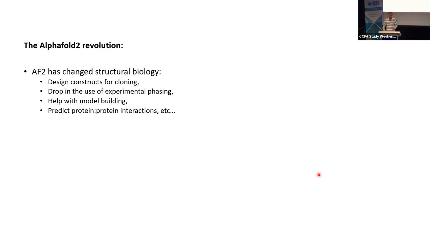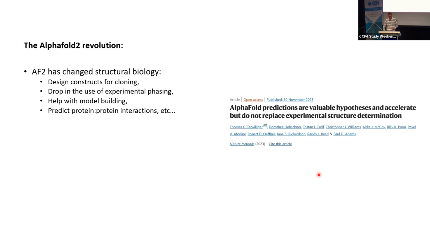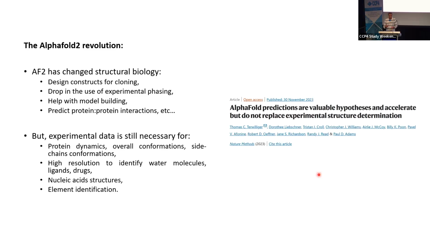The issue is that it's so good that some people think that it's good enough to not use experimental data. And we are lucky to have papers like the one Dorothy mentioned in her talk that really put things back in context and tell us that we do need experimental data. We do need it for dynamics, for high resolution, for certain types of experiment, to solve nucleic acid structures, which are still quite difficult actually, and finally, for element identification. And I'm going to talk about this.